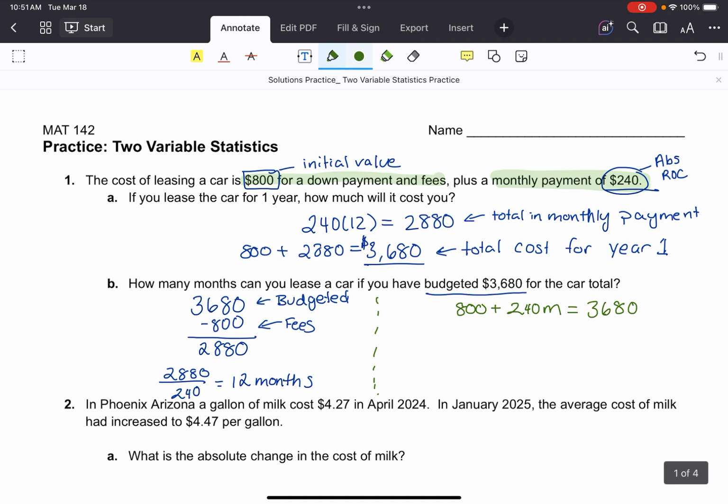And so I've created an equation here, and I just then need to solve it. So I'd subtract 800, and I'd get 240 times the number of months equals 2,880, and then I would divide by 240, and I'd end up with that 12 months that I could afford. And so I get the same answer, whichever way I think about it. And actually the process that I'm going through is exactly the same. But sometimes it helps to reason and think our way through it versus just hoping that we have an equation and life just works out for us.